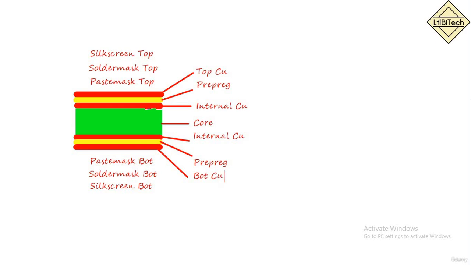So one more component is added here, that is pre-preg. As you can see, this is the core material, which has two applications. One application is that it separates the two copper layers, that is the two internal copper layers. The second application of the core is that it gives mechanical support to the electronic components.